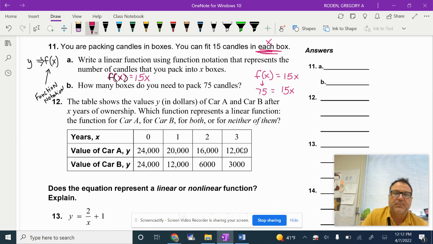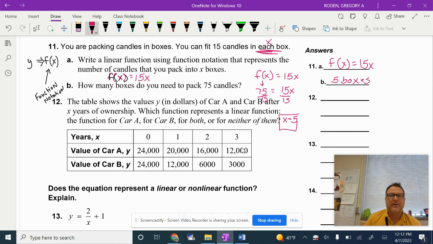So what we're going to do now is solve for x. So we're going to divide by 15 on both sides. And I'm going to do the math here. And x equals, well, 15 goes into 75 5 times. So x equals 5. So our function here on 11 is f of x equals 15x. And b is going to be 5 boxes. Okay. How are we doing with that? Pretty good? Awesome. Okay, let's keep going down here.